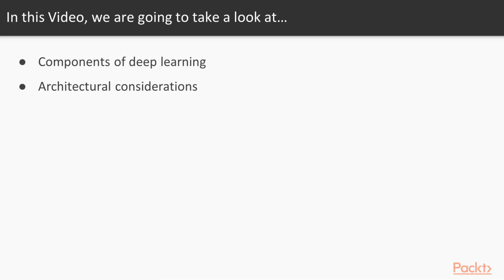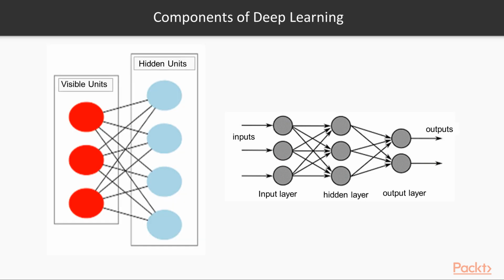In this video, we are going to take a look at components of deep learning and architectural considerations. Components of deep learning architecture. Once you look at these two pictures, you will understand how deep architecture is in our mind. Humans organize their ideas and concepts hierarchically. Humans first learn concepts and then compose them to represent more abstract ones. And similarly, they break up solutions into multiple levels of abstraction and processing. This is how the visible units and the hidden units within the architecture come up.